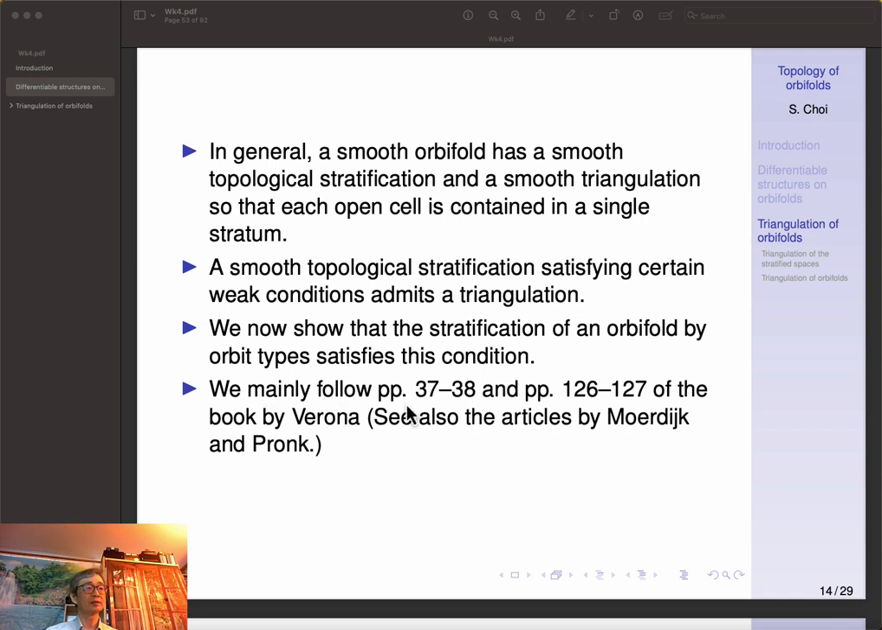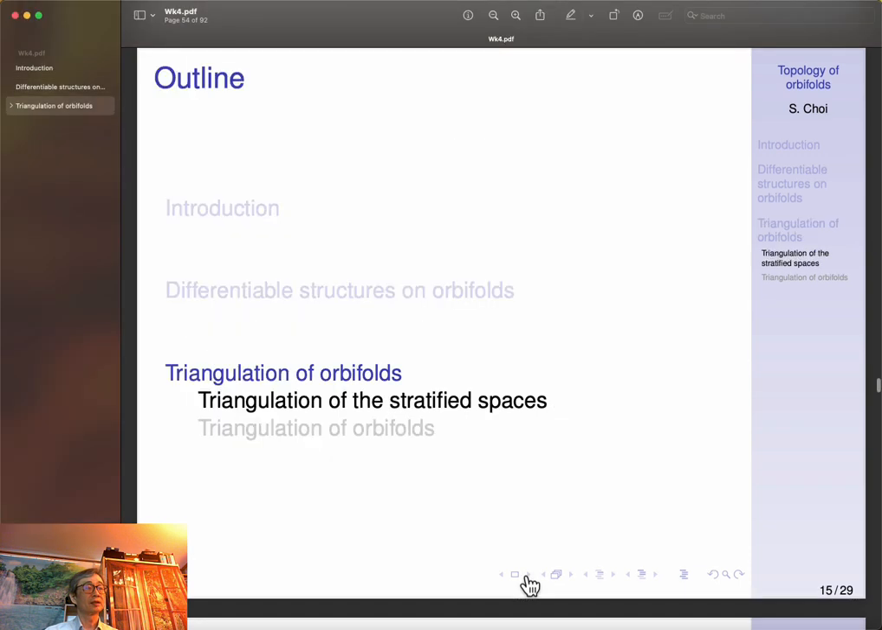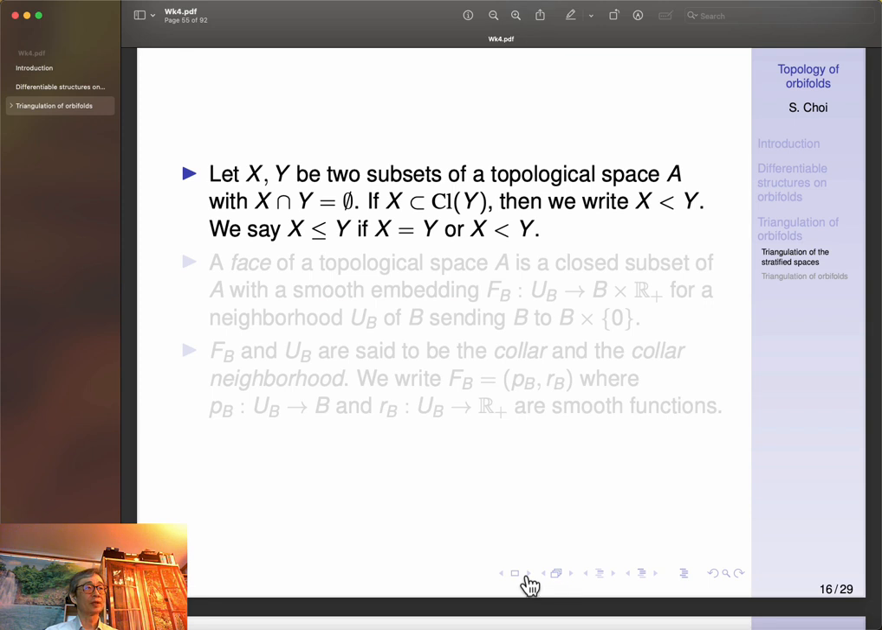We will mainly follow the book by Verona, and also the article by Mordijic and Pronk here. Probably we won't be able to show this, but we'll just state the result. So basically, we'll do the stratification. First we will explain what the stratification is.